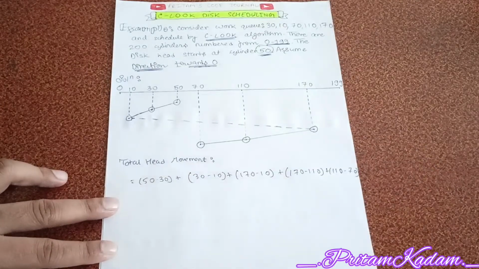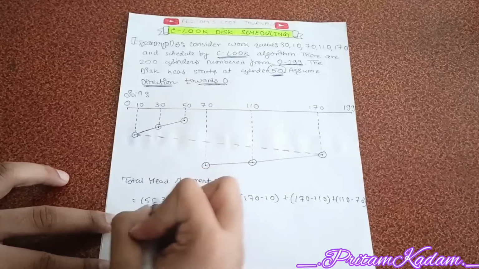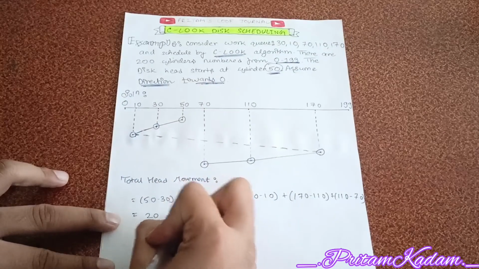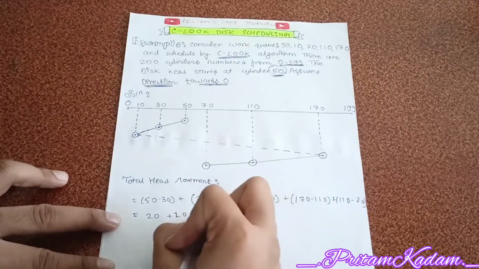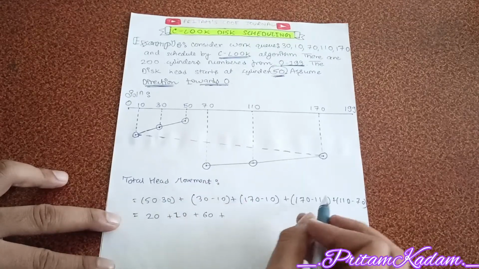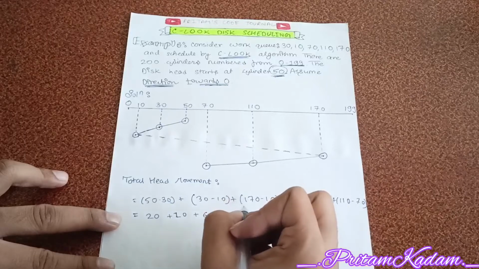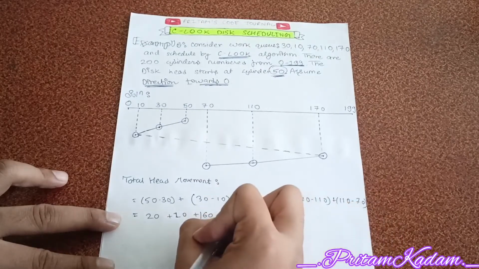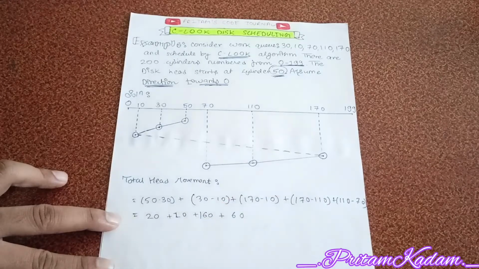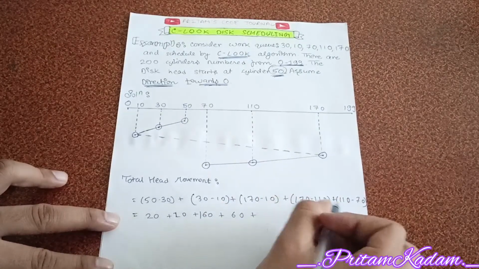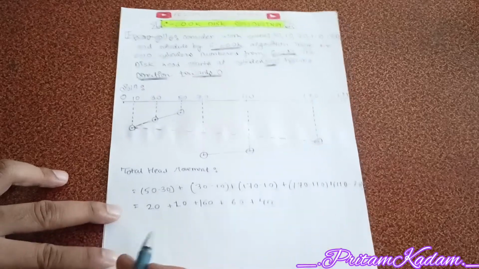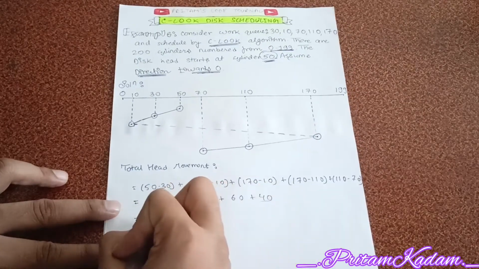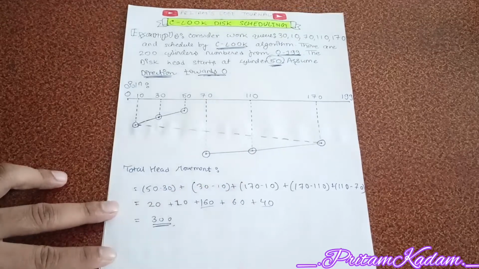Okay, so after this 50 minus 30 is 20, and then 30 minus 10 is 20, then 170 minus 10 is 160, then 170 minus 110 is 60. So I mistakenly wrote just 60 over here. So 170 minus 110 is 60, then 110 minus 70 is 40. Okay, so 160 plus 40 is 200, and then 60 plus 40 is 100, so 300.